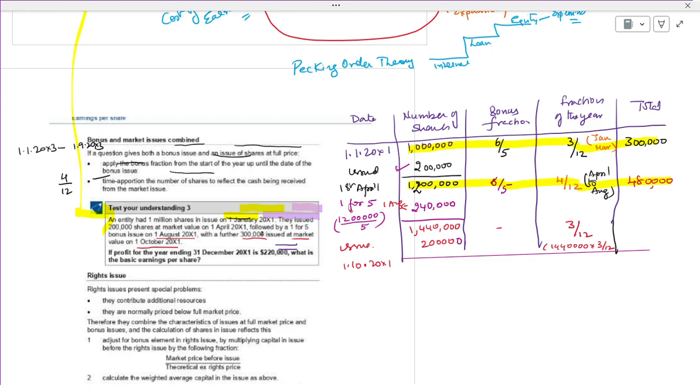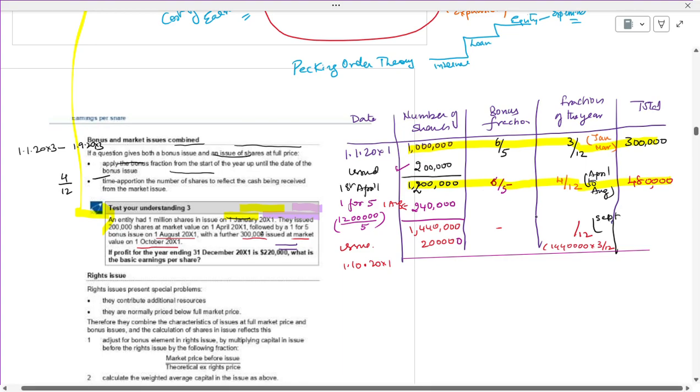No. How? This is not 3 by 12. How much is this one? 4 by 12. No. Yeah, 7. No. From where? See, January to March. Okay. April to August. Here what will happen? September to December. October. Is it right?